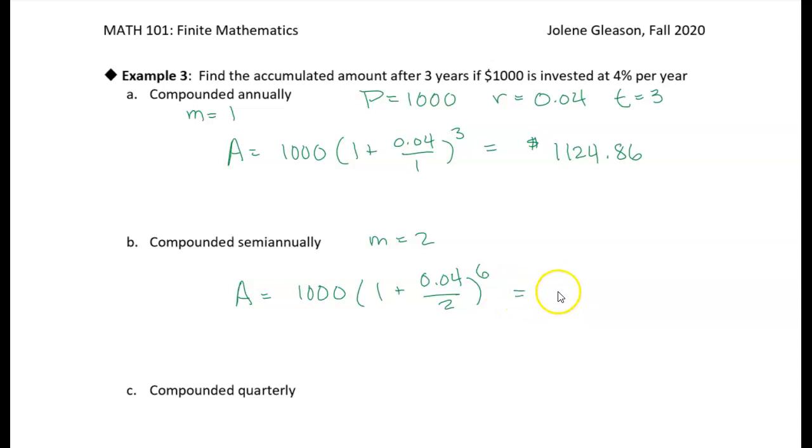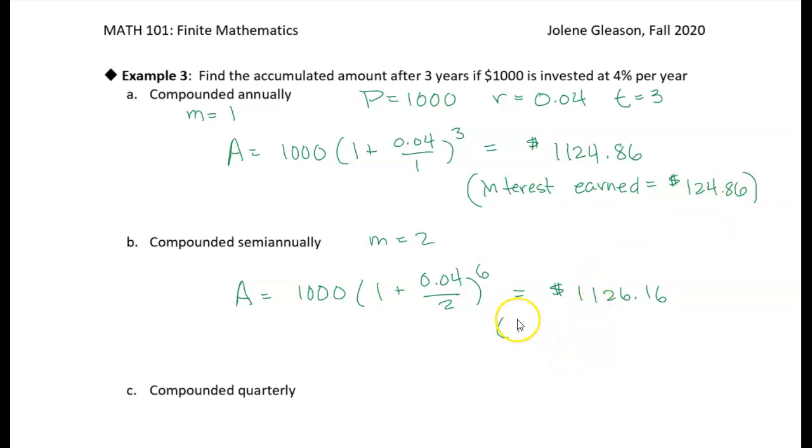Then it's just a matter of putting it in your calculator. $1,126.16 is what I got. So you can see we earned a little bit more. With just annual compounding, we can calculate the interest earned by subtracting off the $1,000 principal, and we earned $124.86 just by compounding annually.